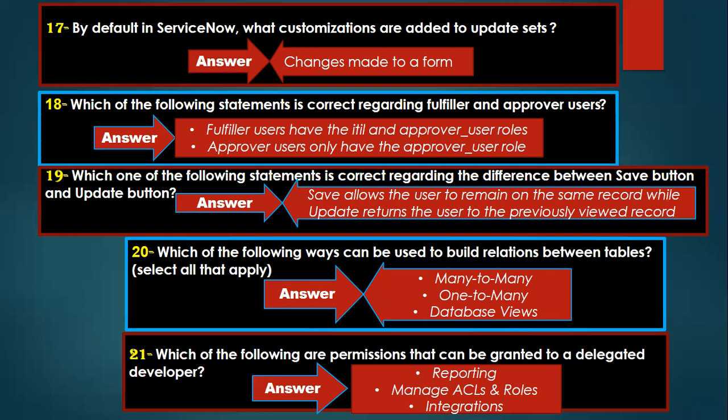Question number 20. Which of the following ways can be used to build relations between tables? Correct? There might be five to six options, so you have to choose the correct one. So many to many, one to many, database views. That is pretty much straightforward. Everyone knows about it. Like one to many.